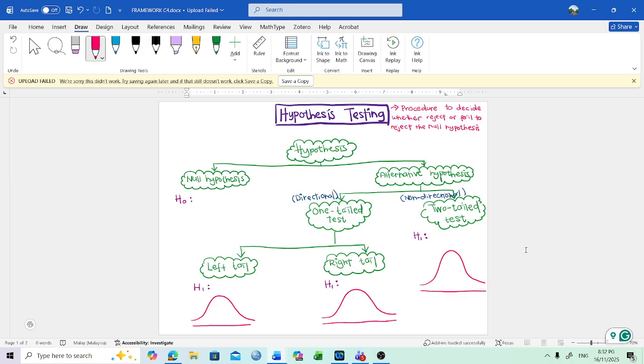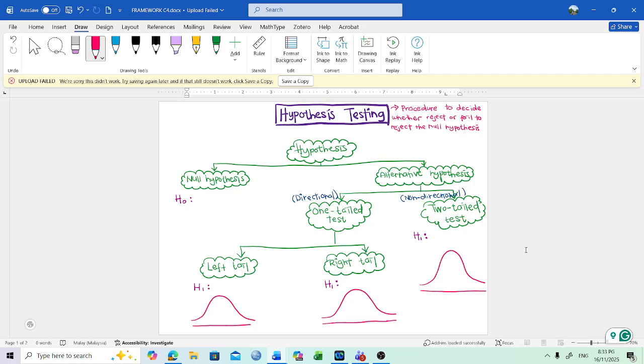So what is hypothesis testing? It can be defined as a procedure to decide whether to reject or fail to reject the null hypothesis, which is the statement of population mean mu. There are several steps in hypothesis testing for population mean. But before that, let's take a look at types of hypothesis.